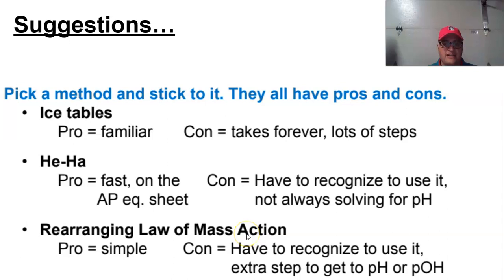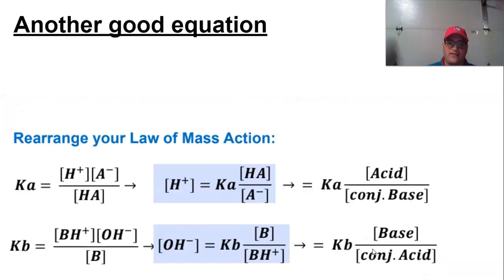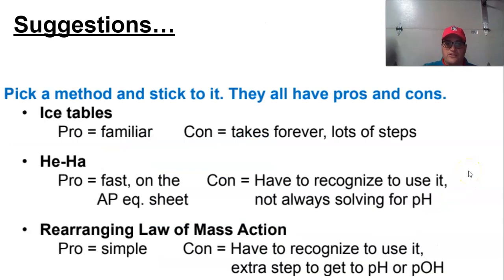Rearranging the mass action, simple, right? You have to recognize how to use it, and you'll have an extra step to get there, although I would say that extra step is not so hard, because if you're solving for acid or base, this is far simpler. Boom, I know this, determine the base, that's the base concentration, which is hydroxide, determine my pH from there. I can do that. So a lot of different ways you can do it. Pick one, stick with it, get used to it.